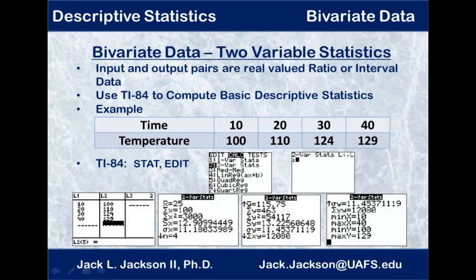You go down, and it similarly gives you the same information for y's, the y bar, the sum of the y's, the sum of the y squares, and the standard deviation of the y. It also gives you the sum of the product of the x and y. So, in other words, take the 10 times 100, the 20 times the 110, the 30 times the 124, and the 40 times 129, and add those 4 products up, and that gives you this number here. If you go down, it gives you the minimum and maximum x and y values. So, pretty straightforward for some basic descriptive statistics.